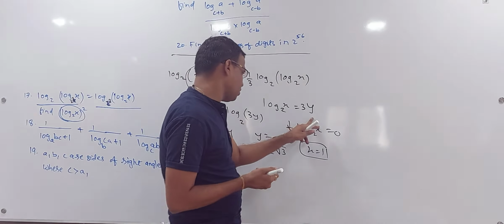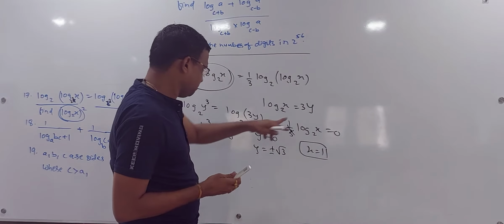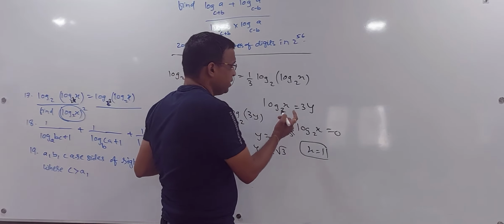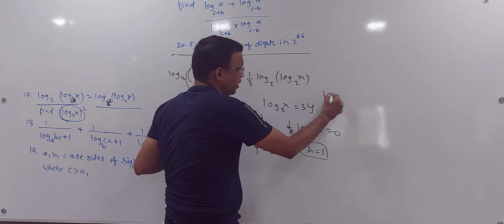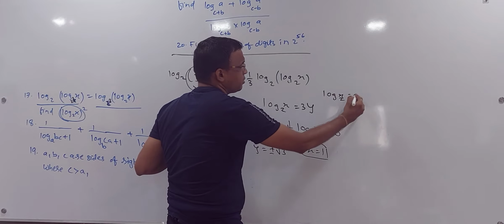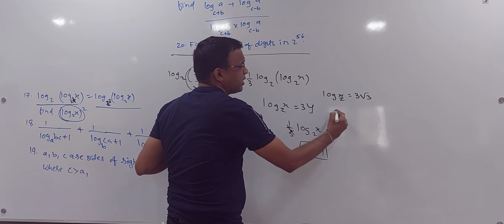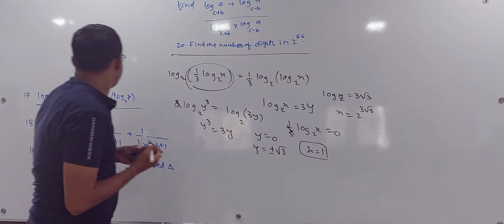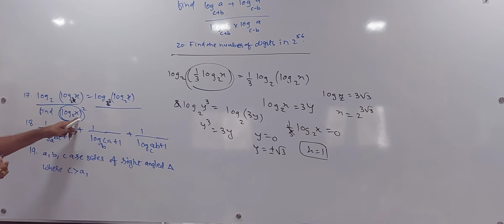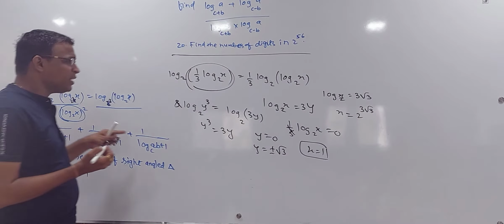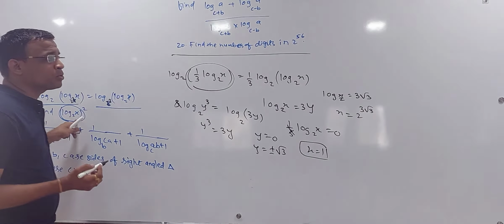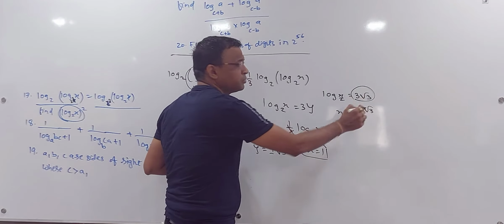Now y is equal to root 3. If I took y is equal to root 3, so what will happen? It will be 2 log x to the base 2 is equal to 3 root 3, and x will be 2 power 3 root 3. Oh, it's my mistake. I required log x to the base 2. So directly 3 root 3.